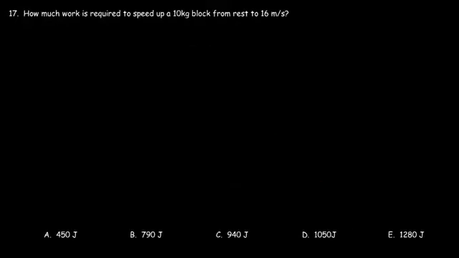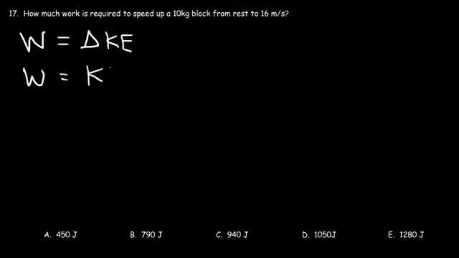17. How much work is required to speed up a 10-kilogram block from rest to 16 meters per second? So how can we find the answer for this problem? Well, there's different ways you can do it. One way is to use this equation. Work is equal to the change in the kinetic energy of the object. The change in kinetic energy is the difference between the final kinetic energy of the object and the initial kinetic energy of the object.